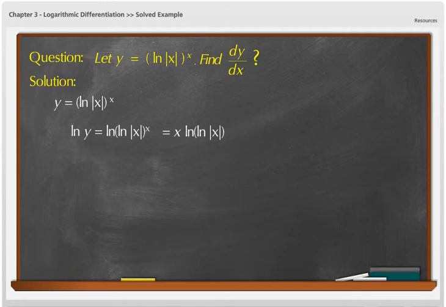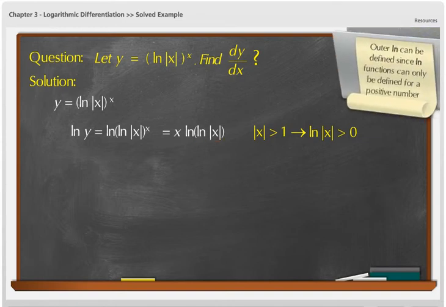Now, in order for this function to be defined, for the outer ln, we need the absolute value of x to be greater than 1. Because if this is the case, then that guarantees for us that ln of the absolute value of x is going to be a positive quantity, which means that the outer ln is going to be defined because, as you know, the ln function is only defined for positive numbers.